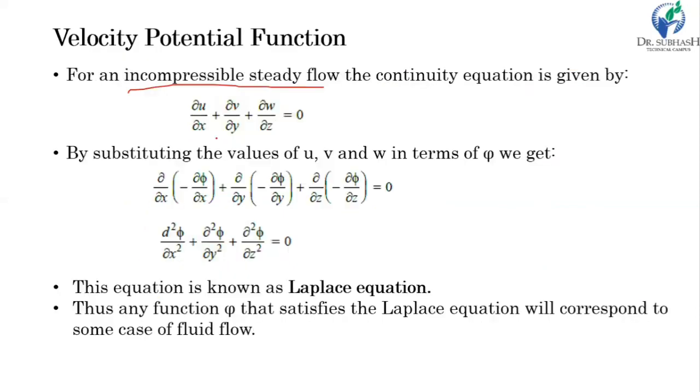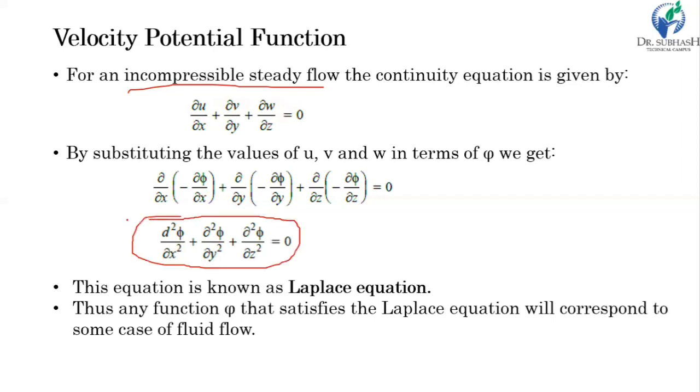Cartesian coordinate system, and we get the relation like this: del by del x of minus del phi by del x. It is nothing but the value of u from the previous equation. Then del by del y of minus del phi by del y, which is the value of v, and if we put the value of w here, then we get the equation like this. In summary, we get del 2 phi by del x square, which is nothing but the second derivative of phi with respect to x, and we get the three terms in the respective directions, say x, y, and z. So now this equation will become the Laplace equation.